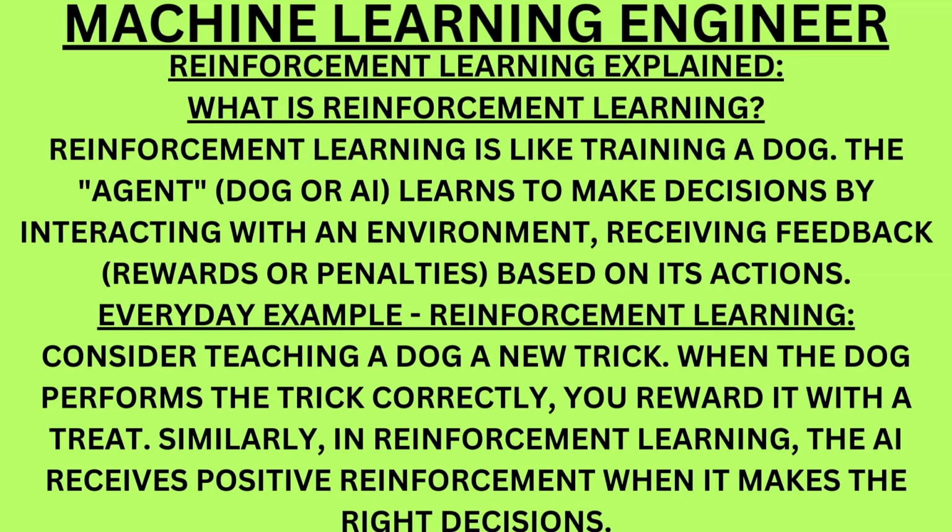Consider teaching a dog a new trick. When the dog performs the trick correctly, you reward it with a treat. Similarly, in reinforcement learning, the artificial intelligence receives positive reinforcement when it makes the right decisions.